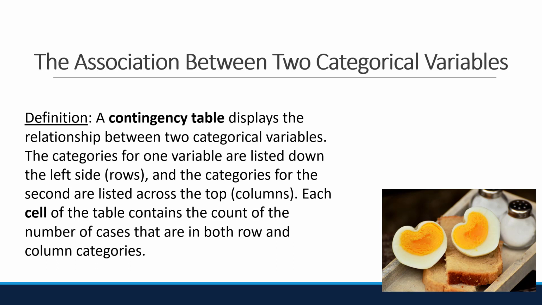We may want to compare two categorical variables. To investigate a possible relationship between two categorical variables, we use a contingency table. Definition: a contingency table displays the relationship between two categorical variables. The categories for one variable are listed down the left side in the rows, and the categories for the second are listed across the top, in the columns. Each cell of the table contains the count of the number of cases that are in both row and column categories.